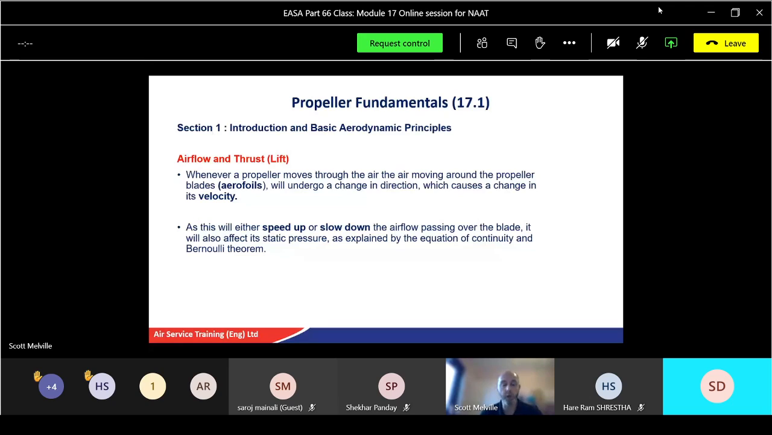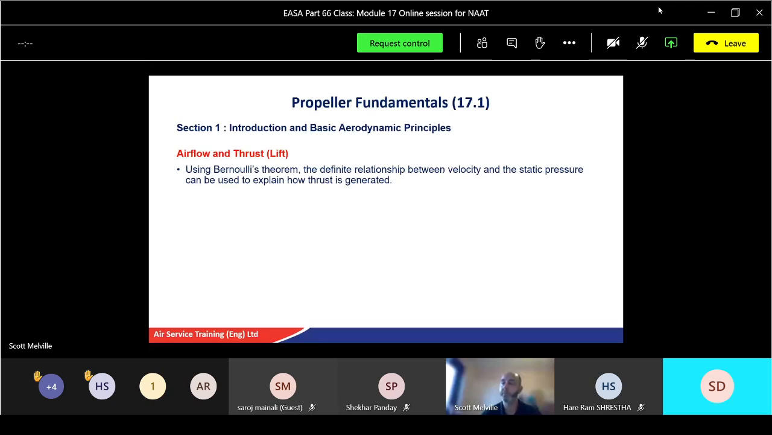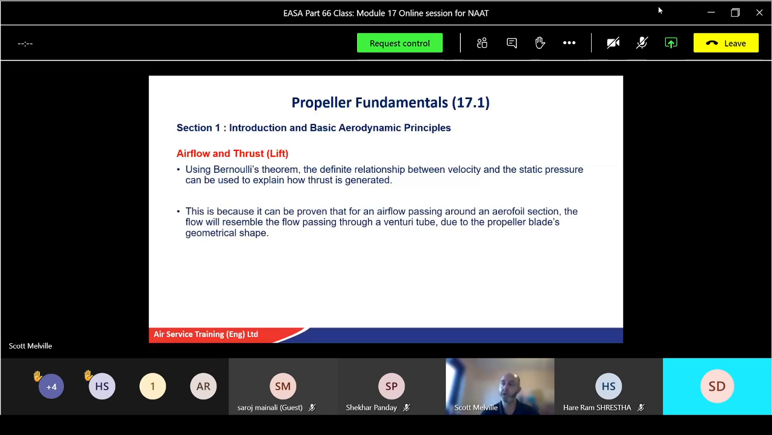Again, going back to your modulate, and indeed physics and even gas turbines, Bernoulli's theorem, but we'll recap that anyway. Using Bernoulli's theorem, the definite relationship between velocity and static pressure can be used to explain how thrust, going back in modulate, lift, is generated. That's because it's proven that for airflow passing around an airfoil section, the flow will resemble the flow passing through a Venturi tube, due to the propeller's geometrical shape.